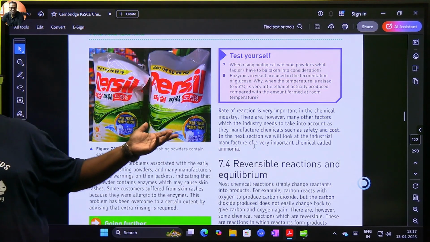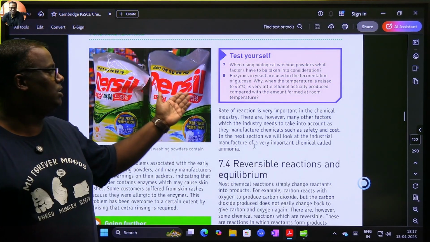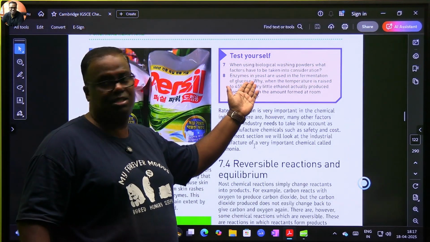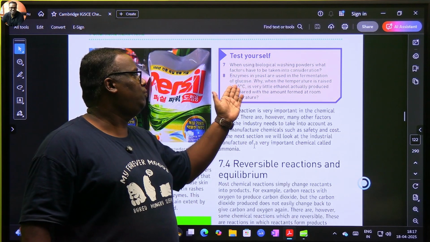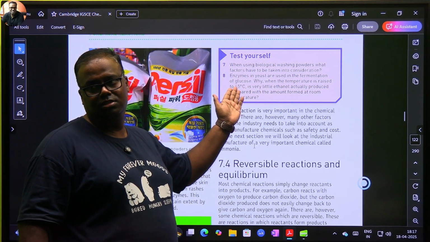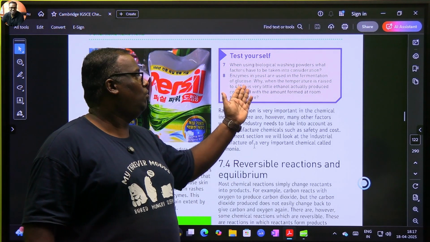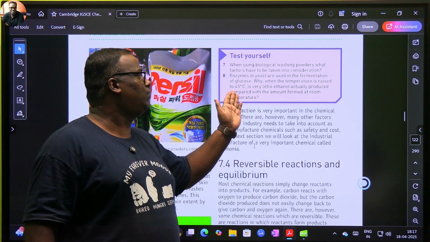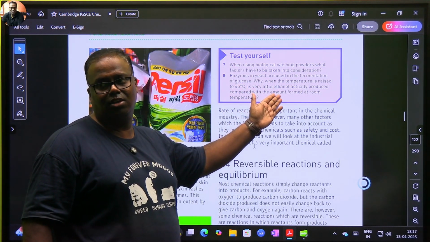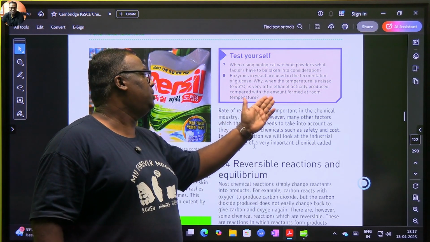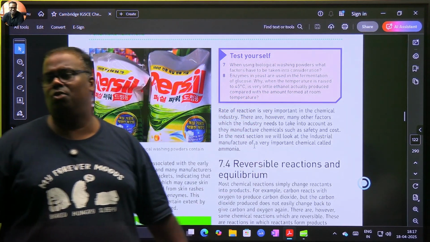You do not use them more. Enzymes in the yeast. Okay, let us look at this question. Enzymes in yeast are used in the fermentation of glucose, right? This is the process of making alcohol. Now, when the temperature is raised to 45, very little ethanol, alcohol actually, is produced compared to the amount formed at room temperature. Now, why?